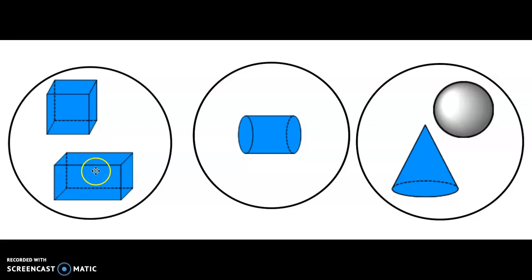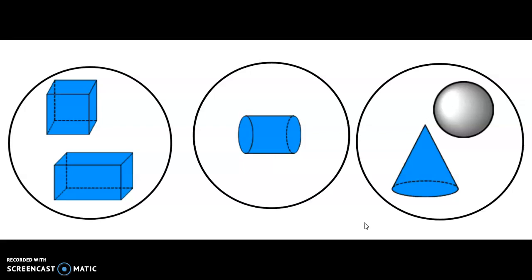vertices. And here we have our rectangular prism, which also has 6 flat surfaces and 8 vertices. Here we have our cylinder, which has 2 flat surfaces and 0 vertices. Over here, our cone, which has 1 flat surface and 1 vertex, and our sphere, which has 0 flat surfaces and 0 vertices. So you may notice that I have the solid figures grouped into 3 different groups.